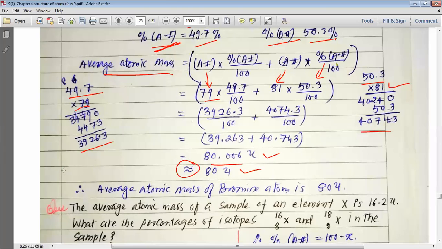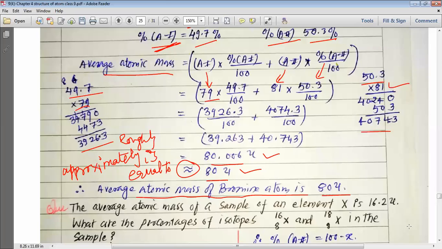this is what it means, approximately, or sometimes they write roughly, roughly or approximately is equal to 80 u. So for 80.006 u, we take it as 80 u, and we can say that the average atomic mass of the bromine atom is 80 u.